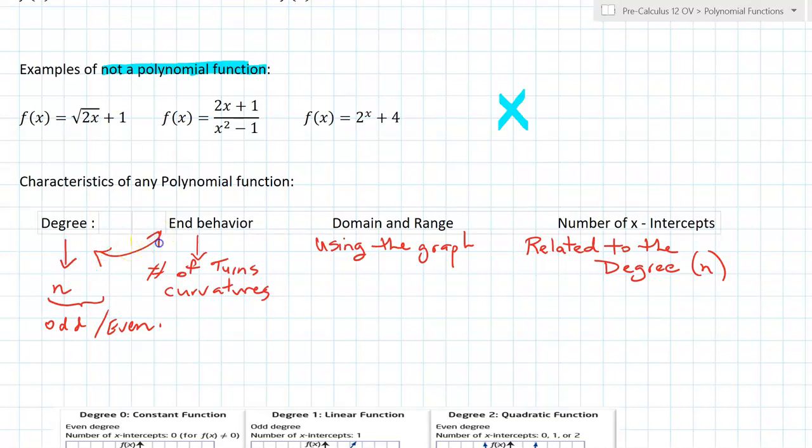These two are related, obviously. All right. So the end behavior, basically number of turns, number of curvatures, peaks and valleys, stuff like that, that happens with the polynomial functions. The next piece, domain and range.